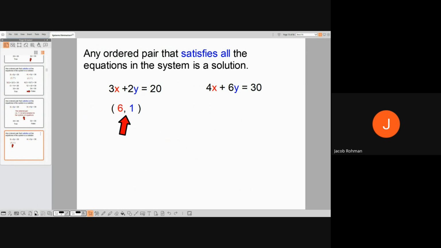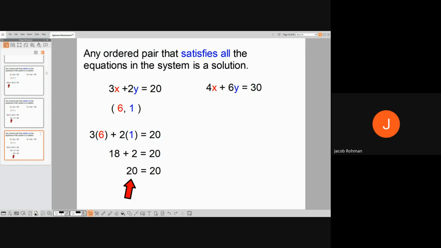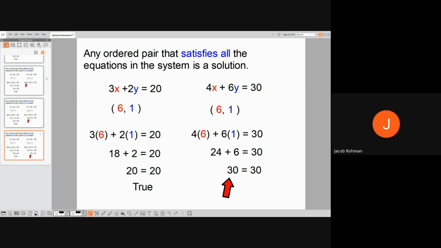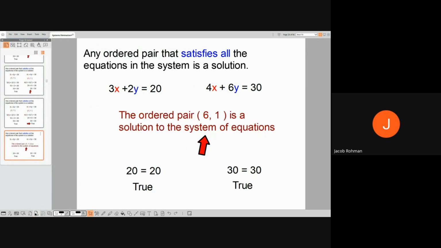Now, let's say we tested a different solution, 6, 1. We plug in the x and the y and evaluate, and again we get 20 equals 20, which is a true statement. So we passed the first one. Now let's look at the second. Substituting in 6, 1, we evaluate the expression: 24 plus 6 is 30 equals 30. That is a true statement. So now we've passed both equations, which means the ordered pair 6, 1 is a solution to the system of equations.